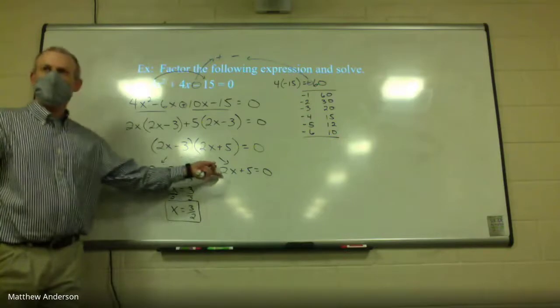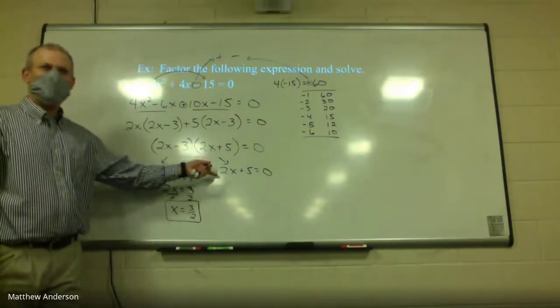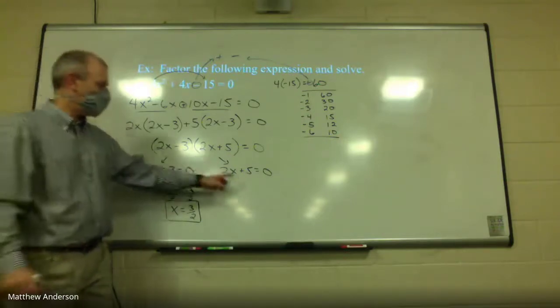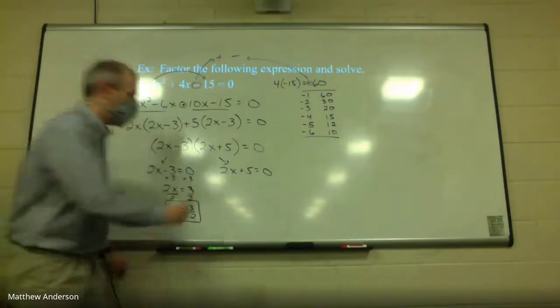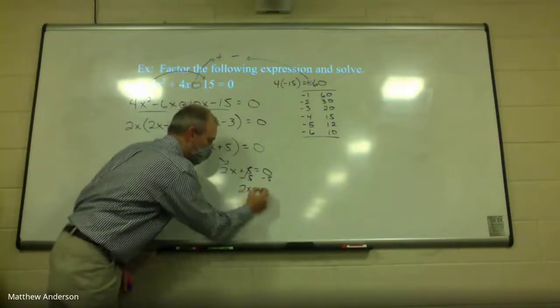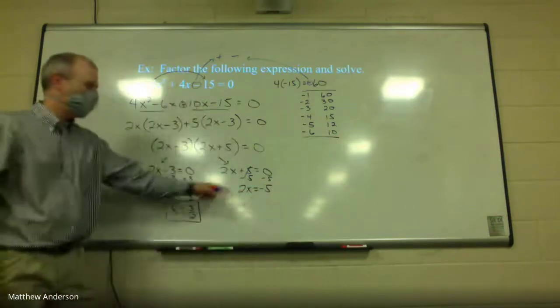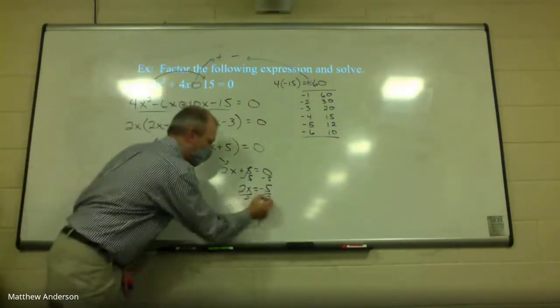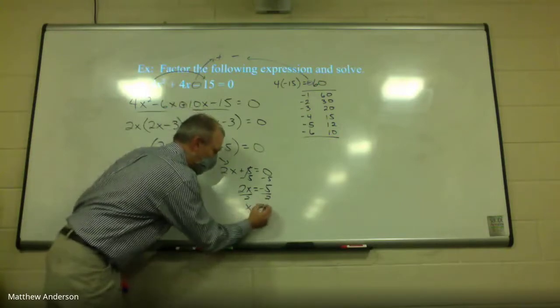Then we come over here and we do pretty much the same thing. We're going to do what first? Subtract the 5. So 2x equals negative 5. And then divide by 2 again. So x equals negative 5 over 2.